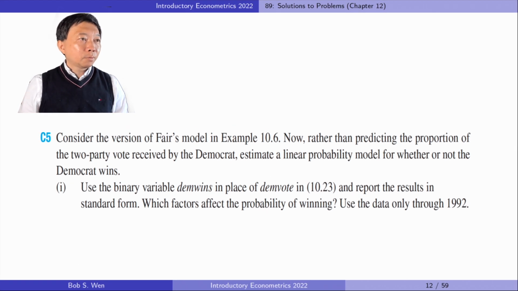Let's do computer exercise 5. Consider the version of Fair's model in example 10.6. Now, rather than predicting the proportion of the two-party vote received by the Democrats, estimate a linear probability model for whether or not the Democrat wins. In Part 1, use the binary variable Dem wins in place of Dem vote in 10.23 and report the results in standard form. Which factors affect the probability of winning? Use the data only through 1992.